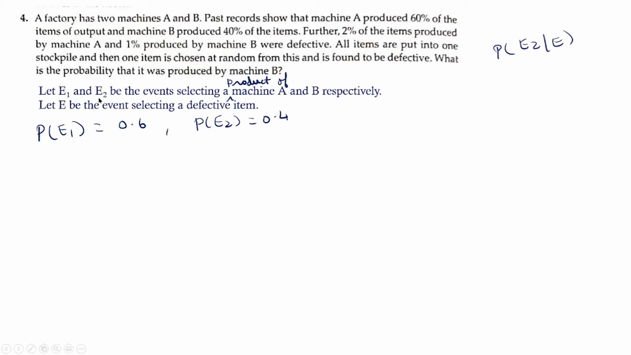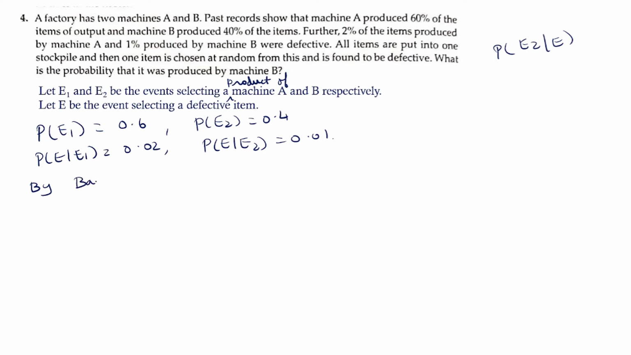So let us take E1 and E2 as the events selecting a product of machine A and B respectively. Now probability of E given E1: it is given that 2% of items produced by machine A are defective, so this is 0.02, and probability of E given E2 is 0.01. Now we need to find probability of E2 given E.